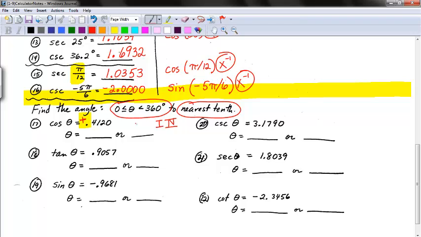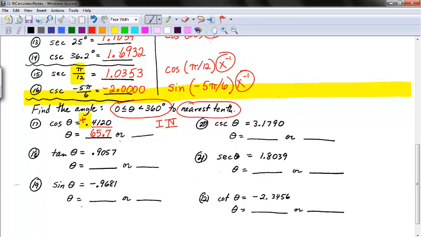Now the difference here is you know the value of the function, you don't know the theta. So check my mode. Yep, we're right. The only time you use inverse sine, inverse cosine, inverse tangent is if you don't know the angle. So look above the cosine. Inverse cosine. We don't know the angle, so you do second function cosine. That's inverse cosine of 0.4120. Okay, and press enter. 65.7, and that's in quadrant 1, so that satisfies quadrant 1.